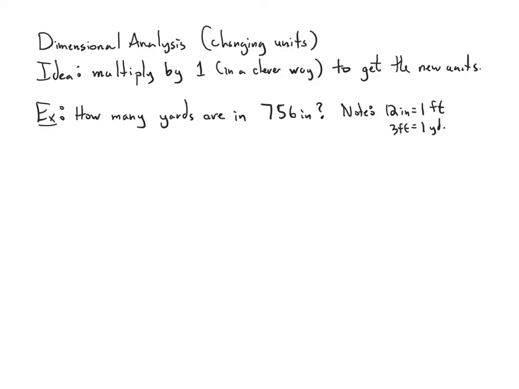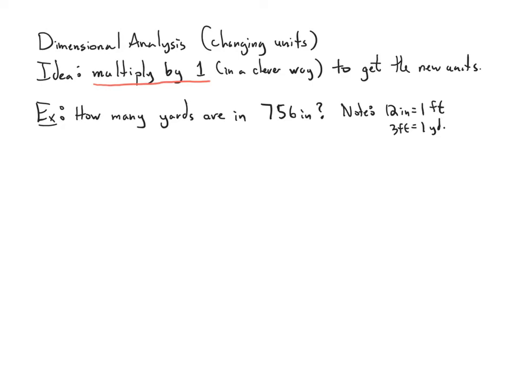So a central thing that you want to do with units is express quantities in units that you desire. So the ability to change units from one unit to another is very important. And the whole idea, in some sense, is that we're multiplying by 1, but in a clever way that allows us to change units from the old units to the new units. We'll do a little example here to give you an idea of what I mean. I want to express 756 inches in the unit of yards. How many yards are in 756 inches?